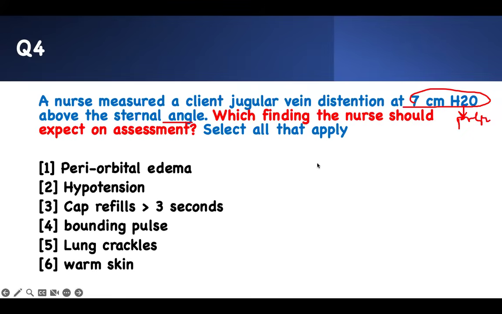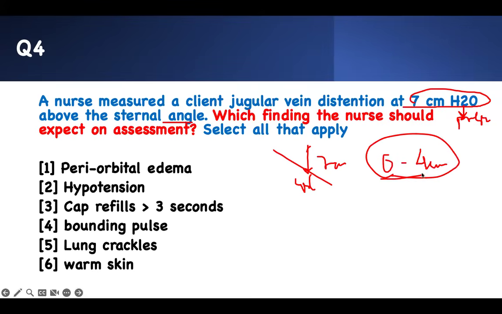Above the sternal angle, so that's about 45 degrees. This is what you get: 4 centimeters, 7 centimeters. The normal value is 4 centimeters or less. So this is the normal JVD. Anything above 4 is abnormal. Therefore, a JVD of 7 is abnormal. If I see abnormal, that means you're fluid overloaded.